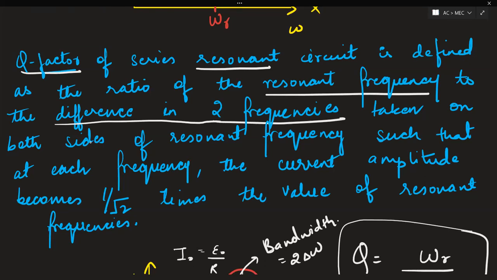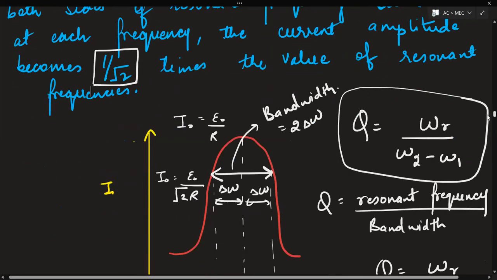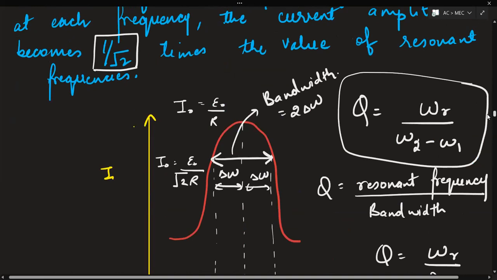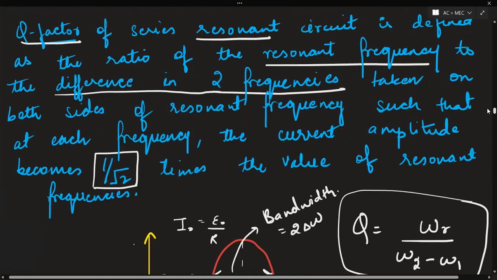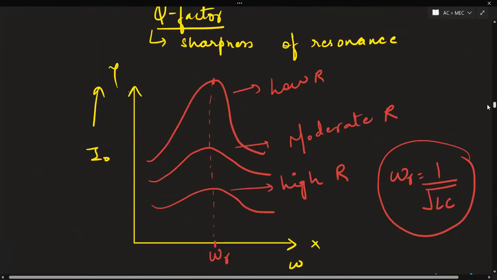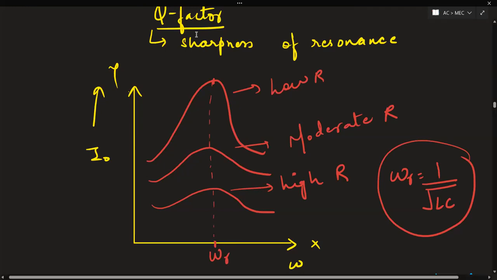Additional point is that such that at each frequency, current amplitude becomes 1 by root 2 times the value at the resonant frequency. If current is E naught by R at the resonant frequency, it becomes E naught divided by root 2 R. That is what is meant by quality factor. You still have a very small derivation left that we'll do. But is this clear? Bandwidth, resonant frequency, and all these. Yes or no? Understood? Yes, ma'am. So note this down, then we'll do the derivation.